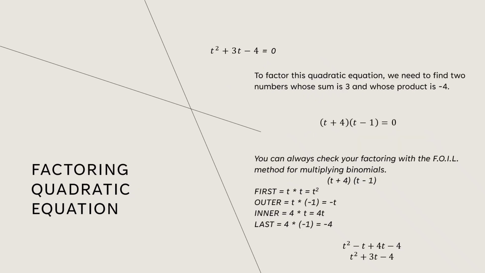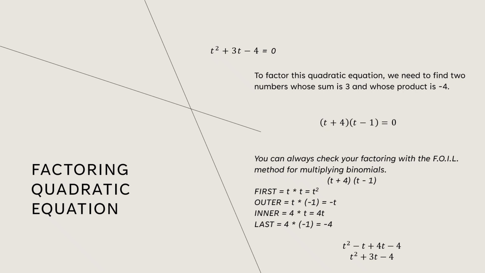Now remember, when we factor quadratic equations, we need to find 2 numbers whose sum is 3 and whose product is -4. Well, 4 times -1 is -4, and 4 minus 1 is a sum of 3. So we plug those numbers in and we have t plus 4 times t minus 1, and that's equal to 0. And if you aren't sure if you factored that correctly, maybe you're a little confused, think maybe you might have it backwards on which one's negative, which one's positive.